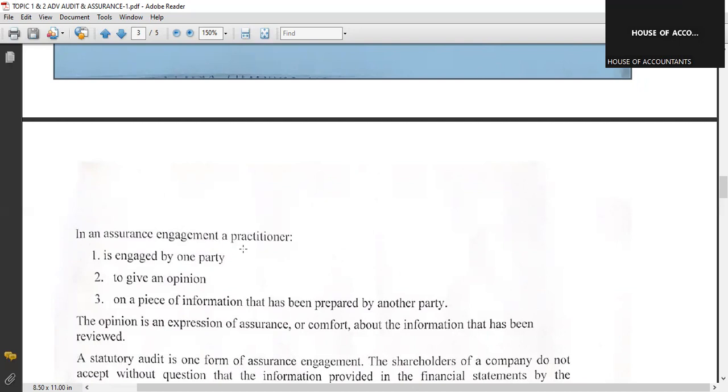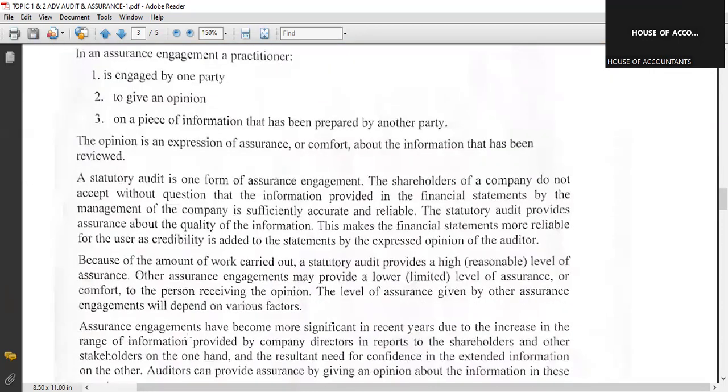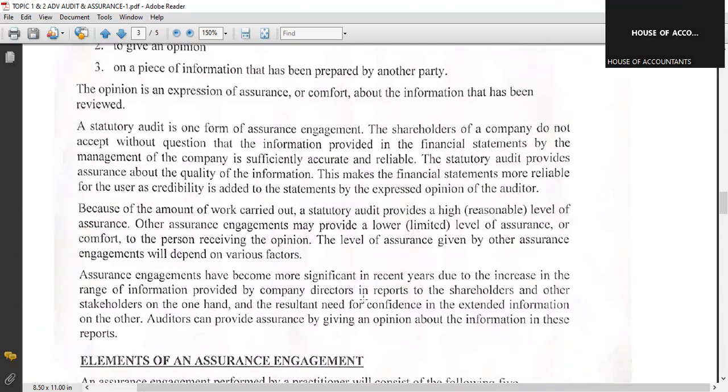What do we mean? What we are saying is this. When you are talking about assurance engagement, there are three things you have to do here. The engagement by one party to give an opinion, after giving your opinion, on a piece of information that has been prepared by another person. An accountant prepared the financial statements, and you are now engaged to evaluate it, to see what he has done, to test the assurance on it. And after you have done your own part, you give your own opinion, if it is true and fair or not. The opinion is an expression of assurance or comfort about the information that has been revealed. All this can be digested on your own as we move on.